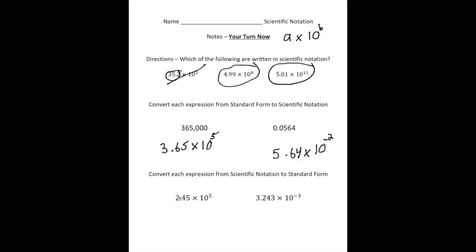So this one, we have 2.45 times 10 to the 5th. So we need to multiply by 10 5 times. So this one should have been 245, and then 3 zeros added to it. So it'd be 245,000. And this one we need to divide by 10 3 times. So this one should have been 0.003243. All right, how'd you do?